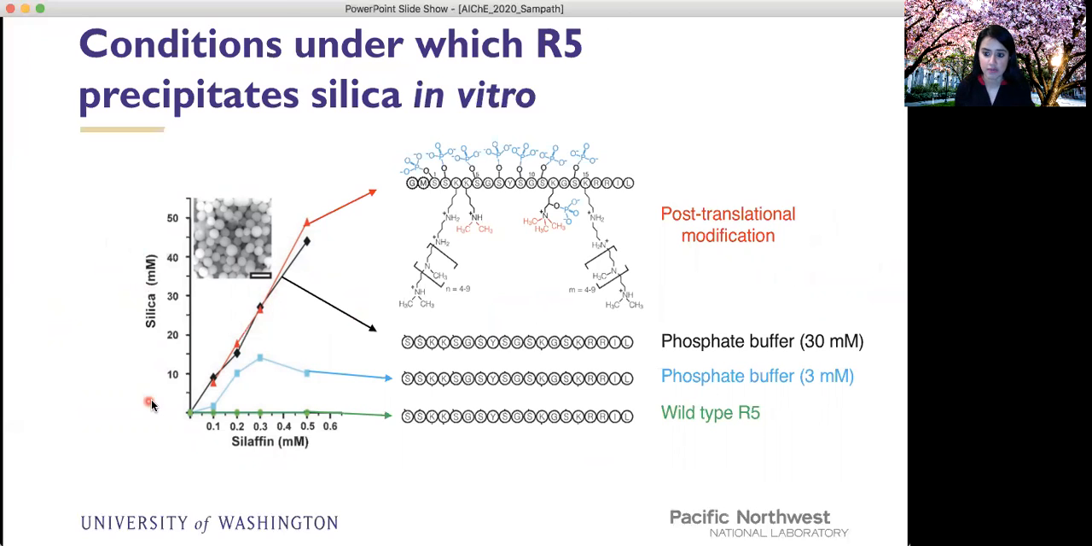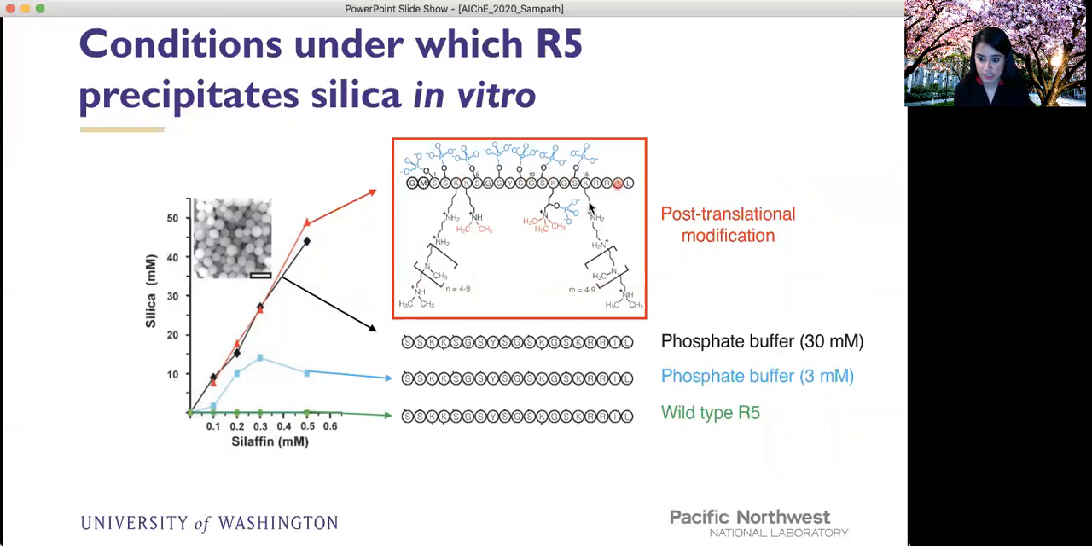This graph shows the amount of silica precipitated as a function of peptide concentration. And so the red curve corresponds to natural R5 with a whole lot of post-translational modifications. And this system shows a high silica precipitation activity. On the other end, the green curve with no silica precipitation activity corresponds to synthetic or wild-type R5 with the same amino acid sequence, but stripped of any post-translational modifications.